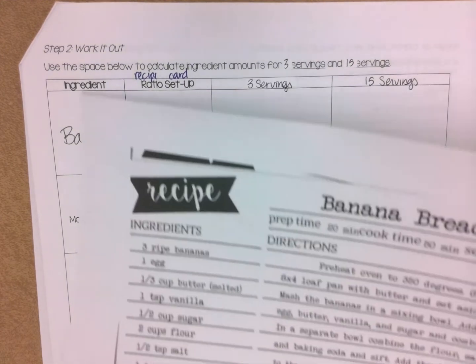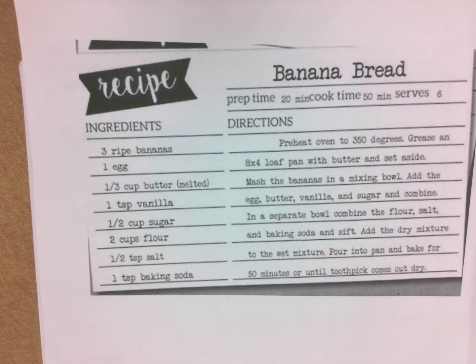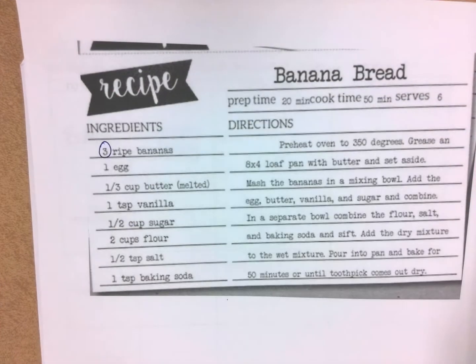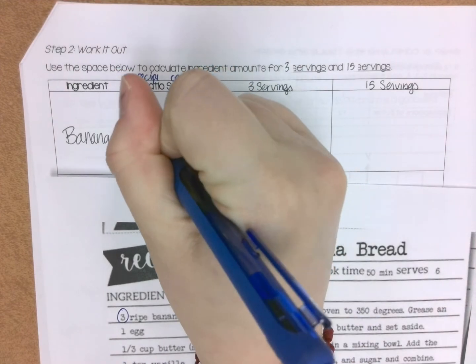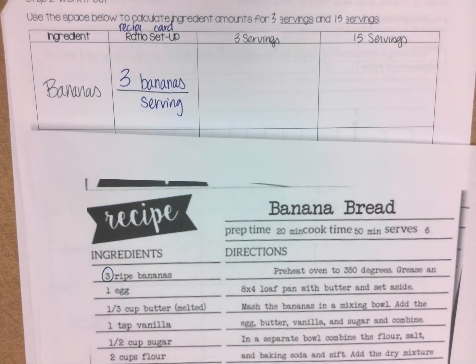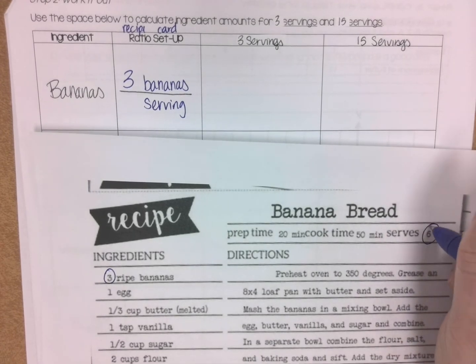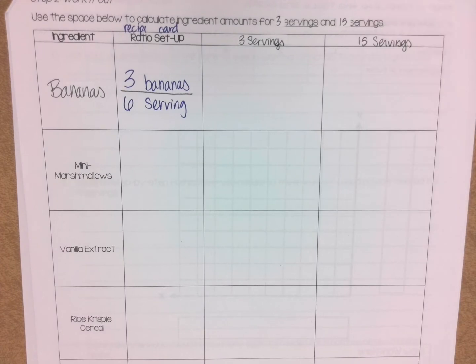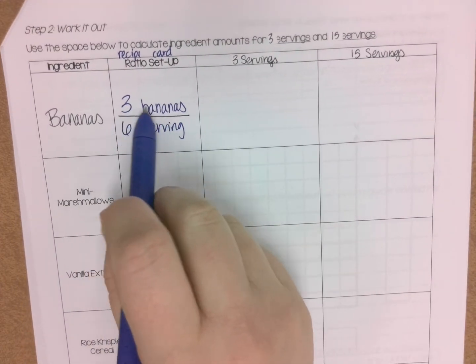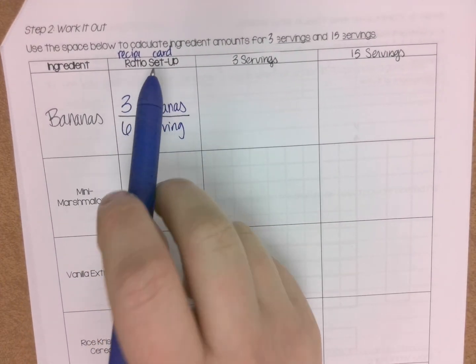So if I take a look at my recipe card, I see that I need 3 bananas for my recipe. So 3 bananas. I gotta look at my servings. It's in the top right corner for your card too, for 6 servings. So my ratio setup, I have 3 bananas for 6 servings. That came from my recipe card.